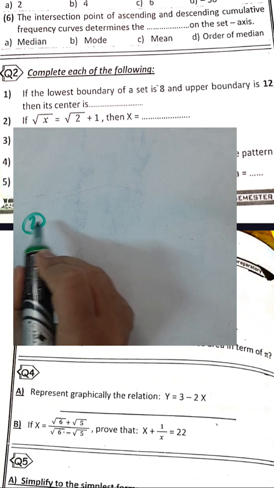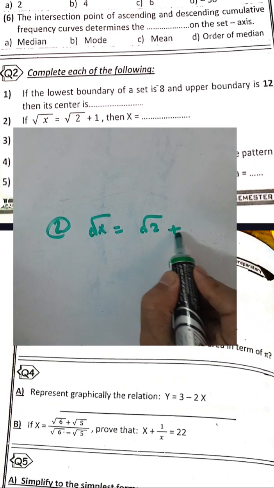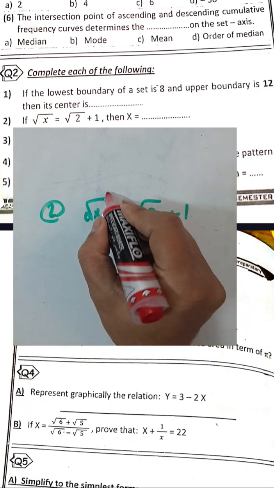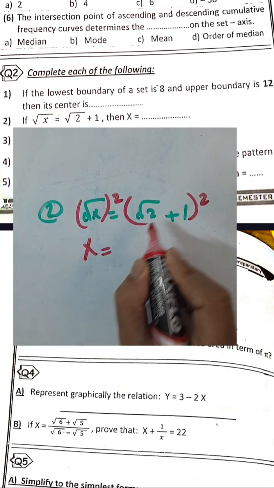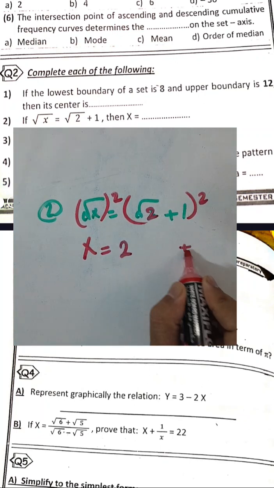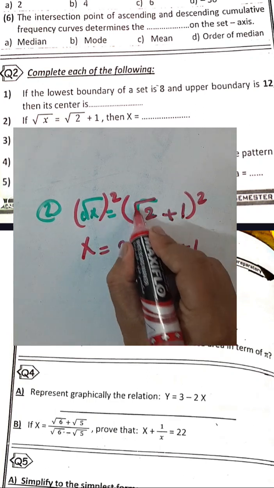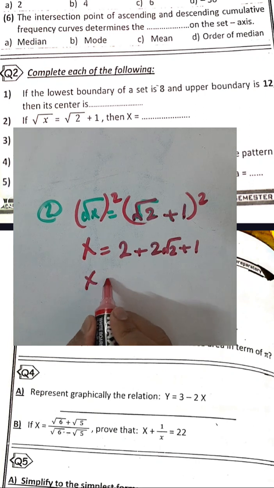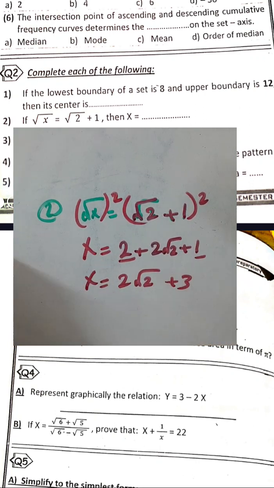Number 2. If root x equals the square root of 2 plus 1, we want to find the value of x. We can find the value of x by squaring both sides. Root x squared is x, root 2 squared is 2, and 1 squared is 1, and we add 2 times 1 times root 2, which is 2 root 2. Then the value of x is 2 root 2 plus 2 plus 1, which equals 2 root 2 plus 3.